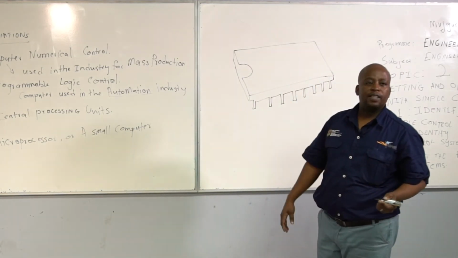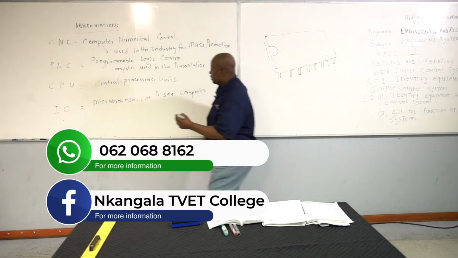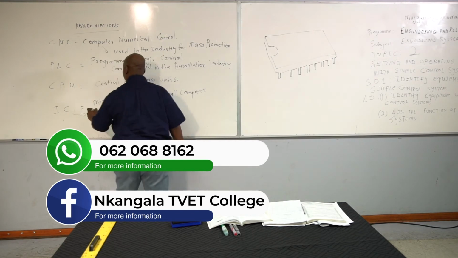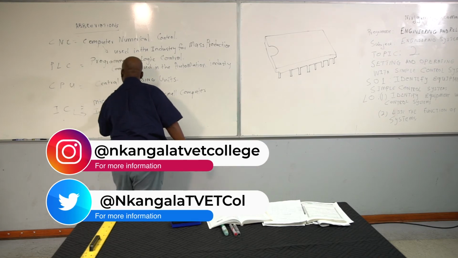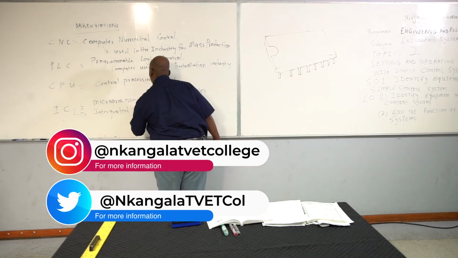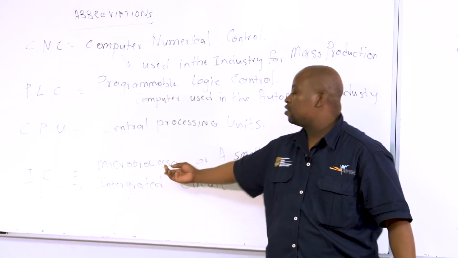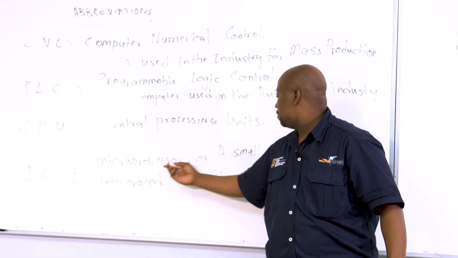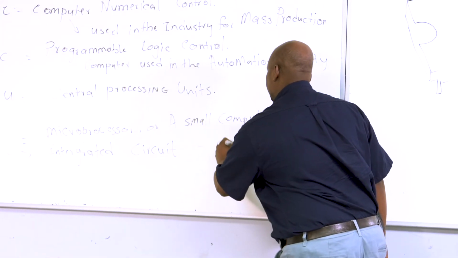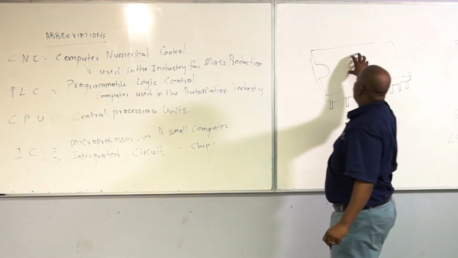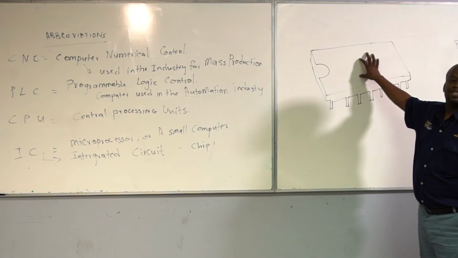That will be an example of an IC, or integrated circuit. Let me write the IC, that is the abbreviation for integrated circuit, which is also referred to as the microprocessor or a small computer. But some people refer to it as a chip. With this microprocessor or chip, you can store lots of information.